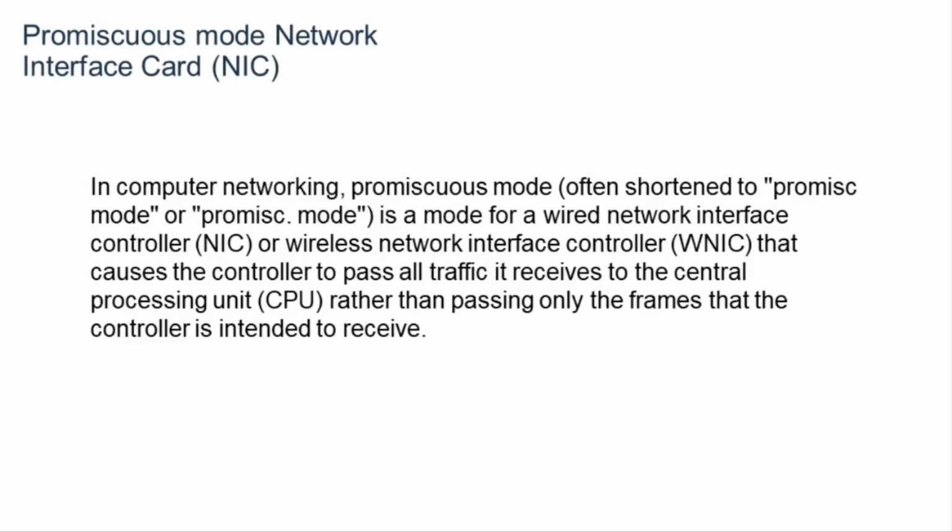The endpoint or server that's being fed the mirrored data has to have a NIC, or network interface card, that's running in promiscuous mode, so that it can read all of the frames it's receiving.